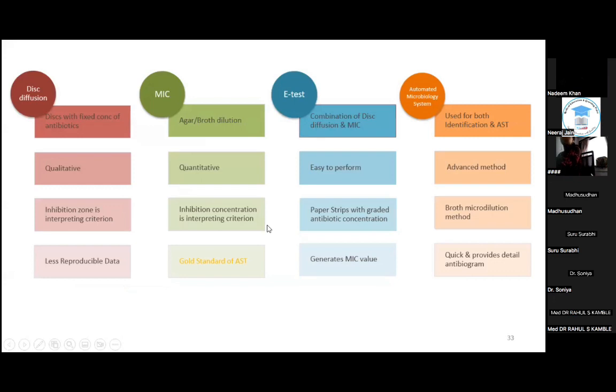So that was about the various different methods of doing the sensitivity testing. We have seen disc diffusion, we have seen the broth dilution, we have seen the E-test and the automated method. But the gold standard is MIC, that is broth dilution. For some antibiotics like colistin and others, they're heavy molecules, so disc diffusion gives false results. Hence, in such cases, broth dilution or MIC is recommended.